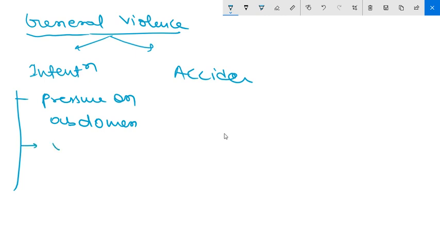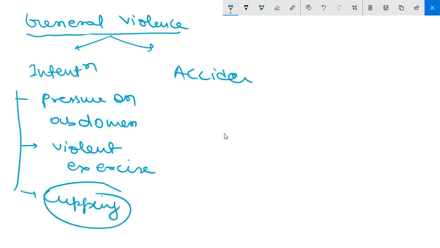The second one is violent exercise, that may be like horse riding, cycling, skipping, all these, and cupping. Okay, you have to search what is cupping and reply in the comment box what is meant by cupping. Okay, I am not describing the cupping. I asked you to reply what is cupping. Clear? Now the last is very hot and cold deep bath alternatively. Okay, so these are the intentional methods which come under general violence to induce abortion. Clear?